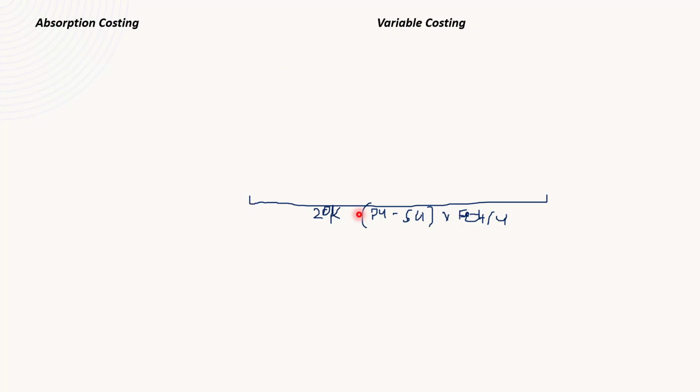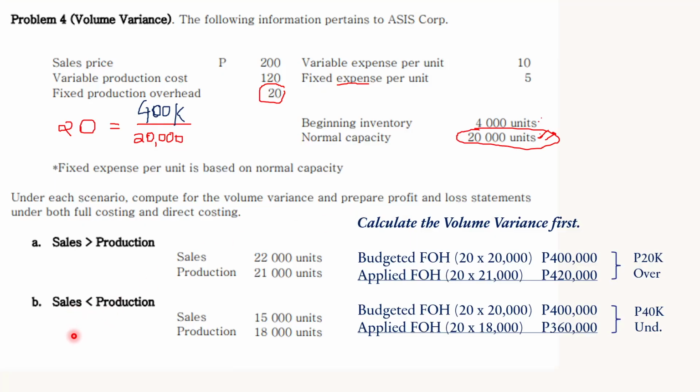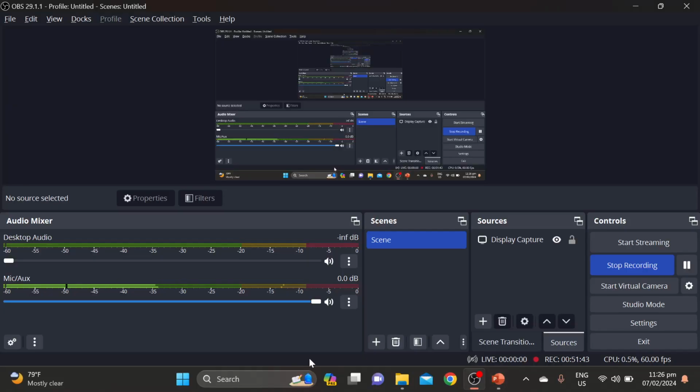Anyway, let us now answer. Scenario B. Prepare the full costing income statement and direct costing income statement under scenario B. Sales of 15,000 units, production of 18,000 units.